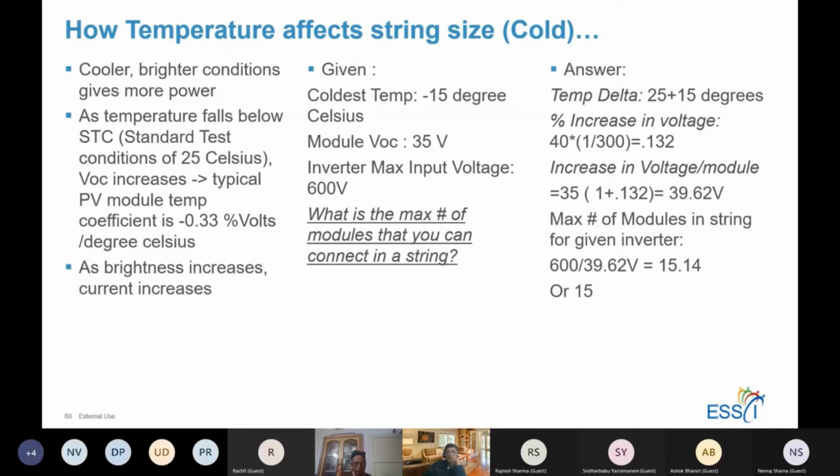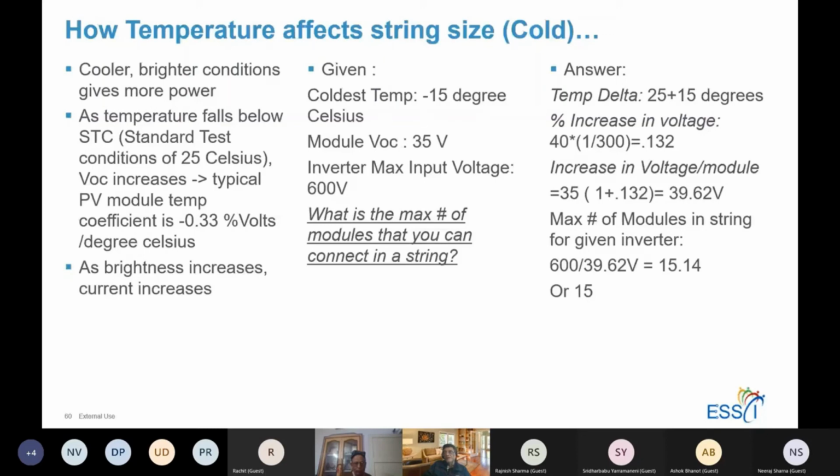Okay, so VOC will fall by 1% for every 3 degree rise in temperature, or the reverse way, every 3 degree reduction in temperature will increase your voltage VOC by 1%. Okay, so let us now take a look at an example. You have a cold temperature of minus 15 degrees centigrade. That means you are 40 degrees below your standard test condition.